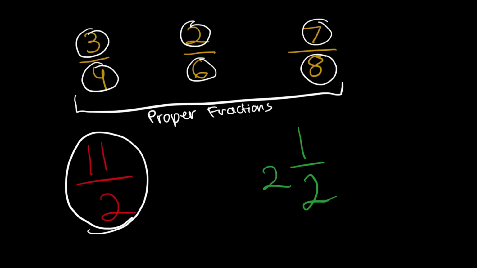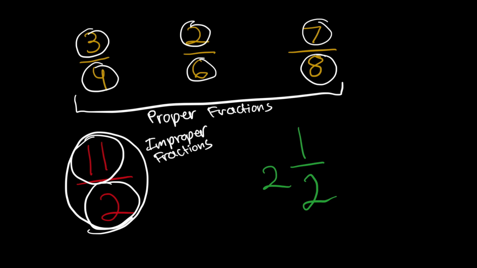And something seems off about this one. The numerator is greater than the denominator. We call these improper fractions. These types of fractions have a numerator that is equal to or greater than the denominator.